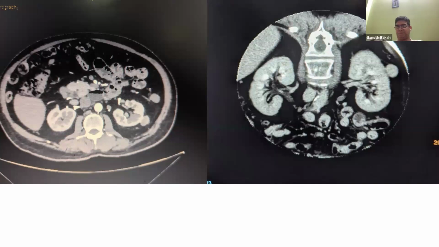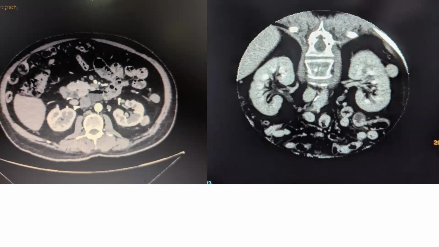How do you define upper polar, lower polar or mid polar? What criteria? Sir, anything above the upper polar line is upper polar, and below the lower polar line is lower polar. These are the Hilar lines, upper and lower Hilar lines. They divide the mid, upper and lower pole.